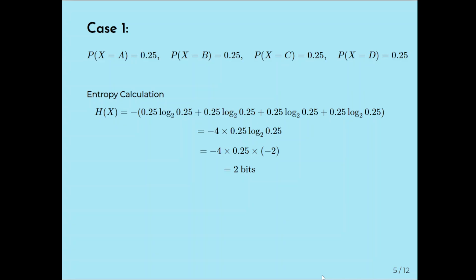So minus 4 times 0.25 times log of 0.25 to the base 2. Well, minus 4 times 0.25 is minus 1, and log of 0.25 to the base 2 is minus 2. So we end up with minus 1 times minus 2, which is 2 bits. Now just remember when I said this is going to be the maximal value, because this has the maximum dispersion, so to speak, of the characters.